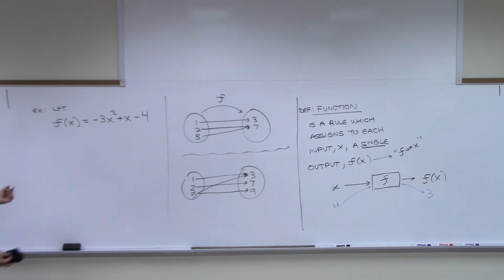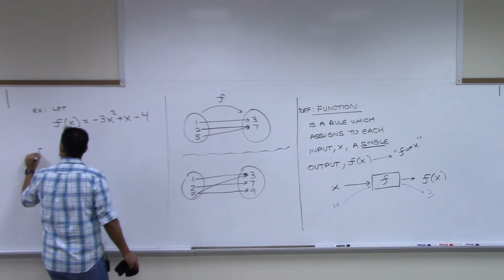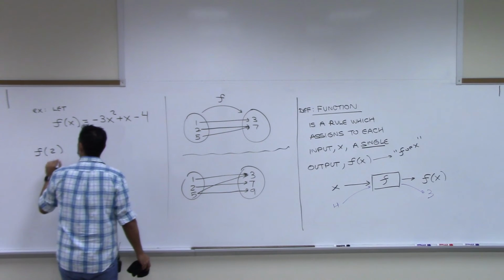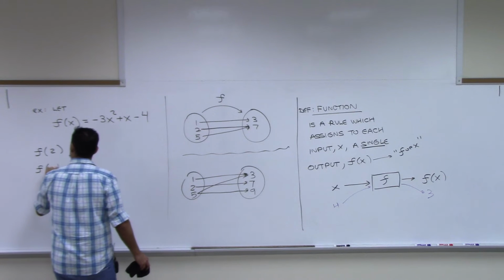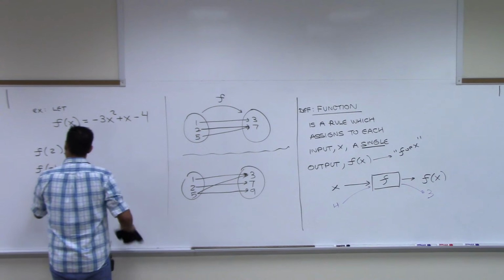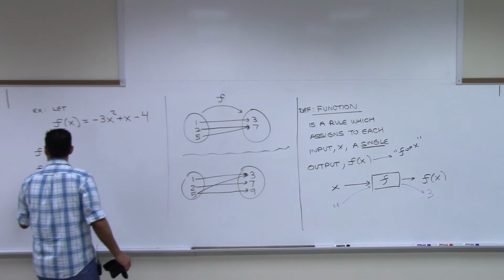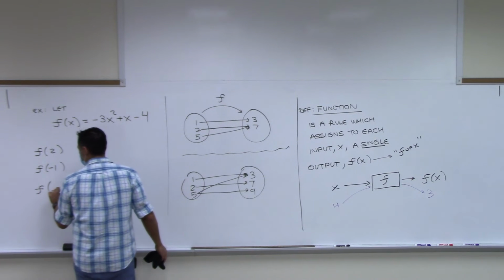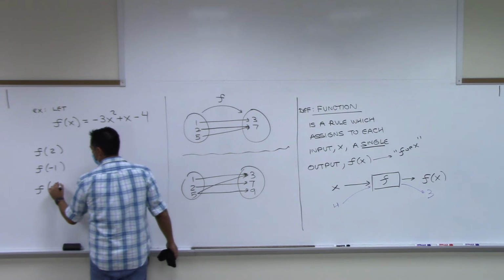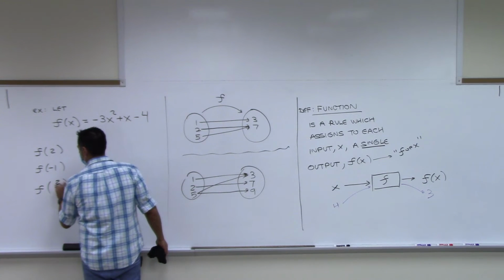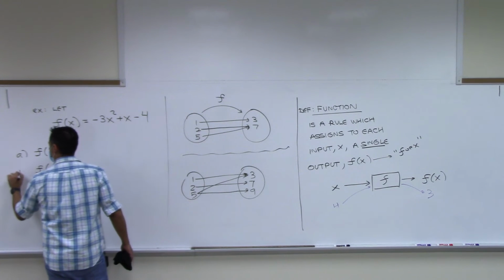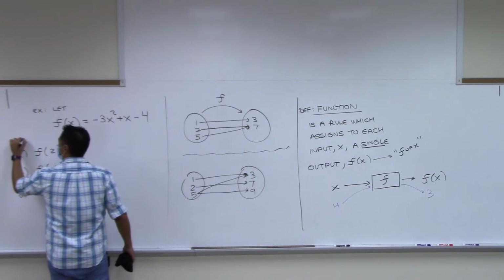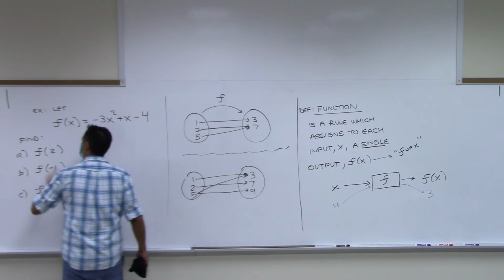So now let me ask you for a few values. What would f of 2 be? What would f of negative 1 be? And let's go f of... we won't do a fraction here. You want to do a fraction? You don't want to, do you? We better do one. 2/3. Okay, parts A, B, and C. I want you to find these values.